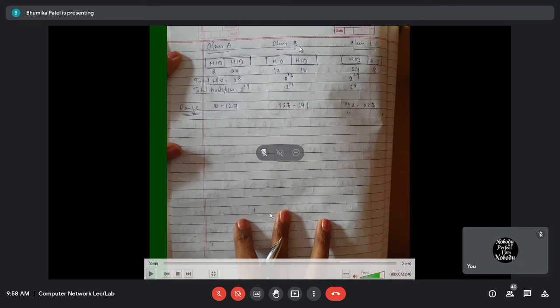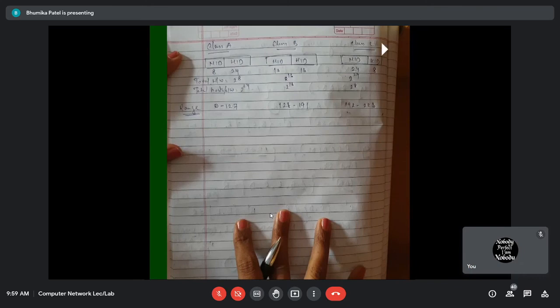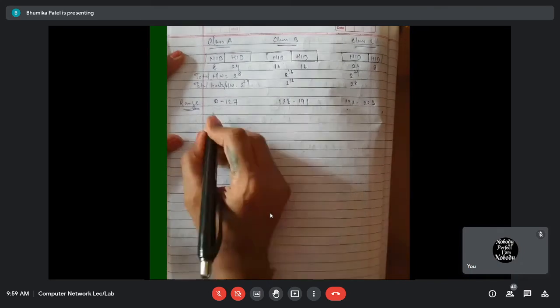Similarly, if I'm buying a Class B network, how many IP addresses will I be getting? 2 raised to 16. So it is 2 raised to 16 minus 2. I cannot assign two IP addresses. Similarly, if I'm buying Class A, it will be 2 raised to 24 minus 2 IP addresses. Now let's see why I cannot assign two IP addresses.